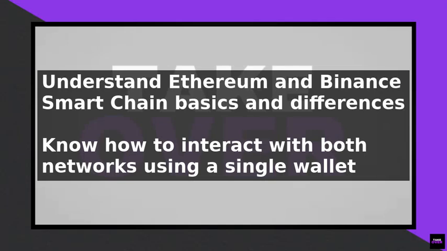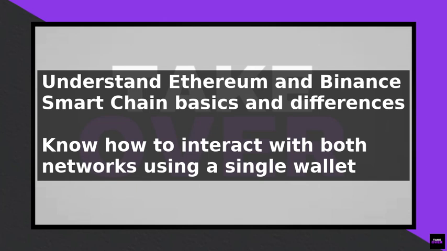To send cryptocurrency from the Ethereum network to the Binance Smart Chain, you will need to follow a series of steps. First, you need to understand the basics of both networks. The Ethereum network is a decentralized platform that enables the creation of smart contracts and decentralized applications, while the Binance Smart Chain is a fast and low-cost blockchain platform developed by Binance.